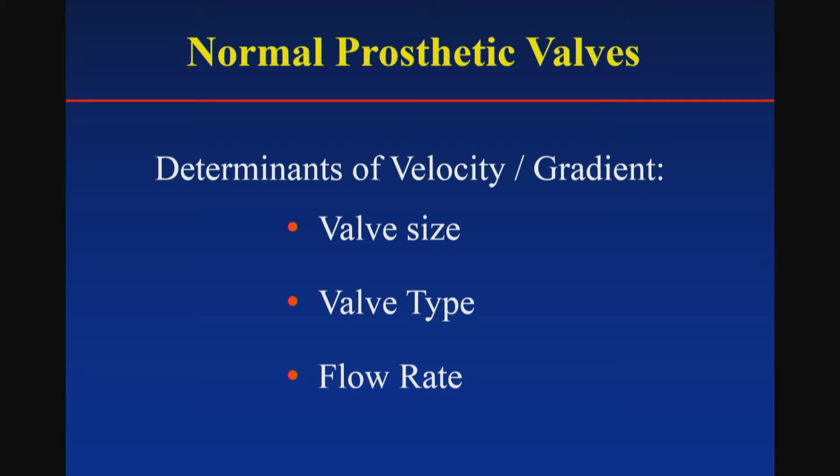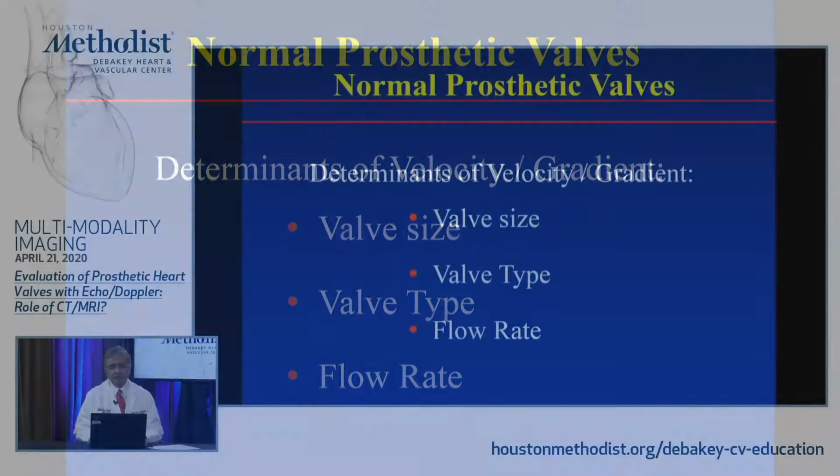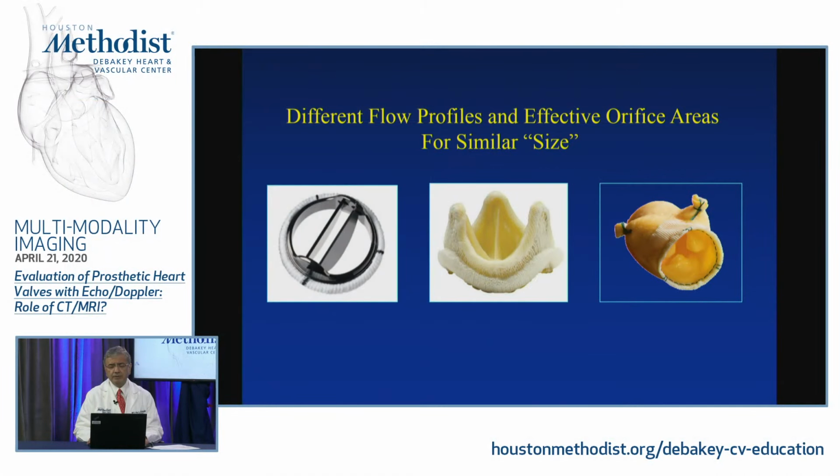I'm going to go first through some of the basics of how you evaluate function. So we're not looking at regurgitation, we're looking at function. If you want to be left with three important messages, remember to identify valve size. Hopefully that will be in the record and should be in your reports so that it can be seen from one examination to another. Valve type, as well as the flow rate, which will determine the velocity or the gradient across these prostheses. I think that's going to be very important.